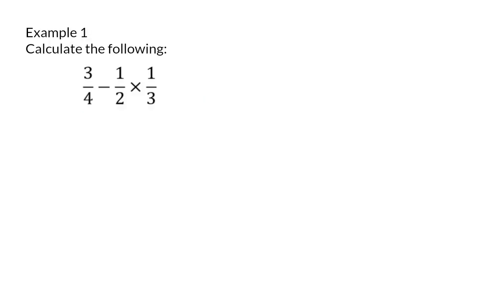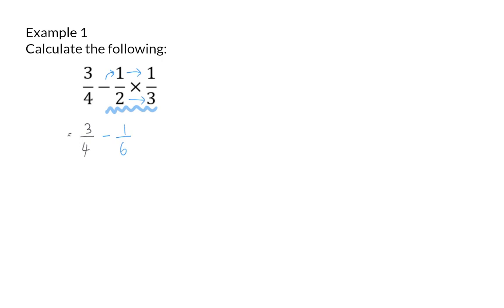Example 1. Calculate the following. Here we have three fractions that should be subtracted and multiplied. When following the order of calculations, you first have to multiply and then you can subtract. So in my first step, the 3/4 stays exactly like that and I now multiply. -1 × 1 = -1 and 2 × 3 = 6. Now I can subtract these two fractions.